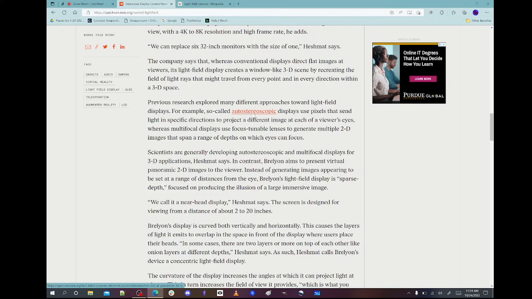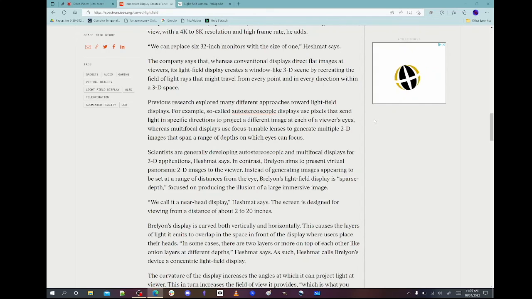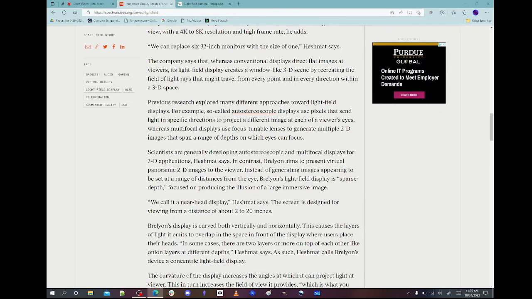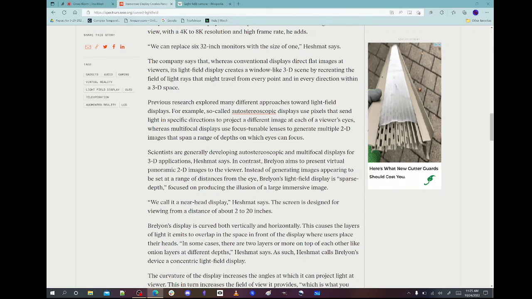So-called autostereoscopic displays use pixels that send light in specific directions to project a different image at each of a viewer's eyes. So you basically have two eyes. You're projecting things into those two eyes. And if you've ever worn a VR headset, you know that there are two lenses that you look through. And because you have stereoscopic vision, you merge those images. In this case, you can send rays of light or pixel-specific rays into each eye, and that can enable stereoscopic vision as well.